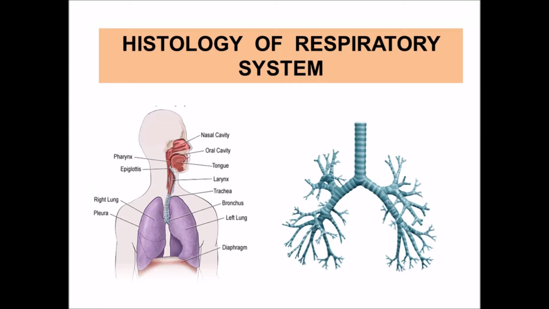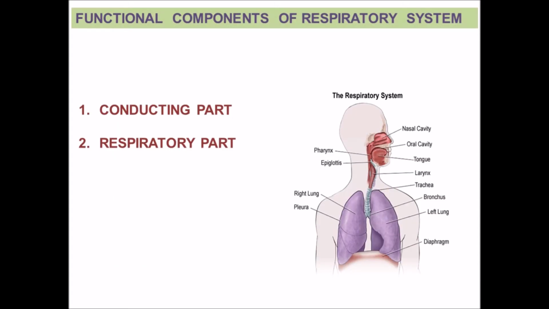Hello students. Topic for today is histology of respiratory system. Now this respiratory system is made up of two parts. One is the conducting part and another is the respiratory part. The conducting part consists of passages or tubes that conduct the air to and from the lungs for the gaseous exchange. Whereas the respiratory part consists of passages which participate in the gaseous exchange.